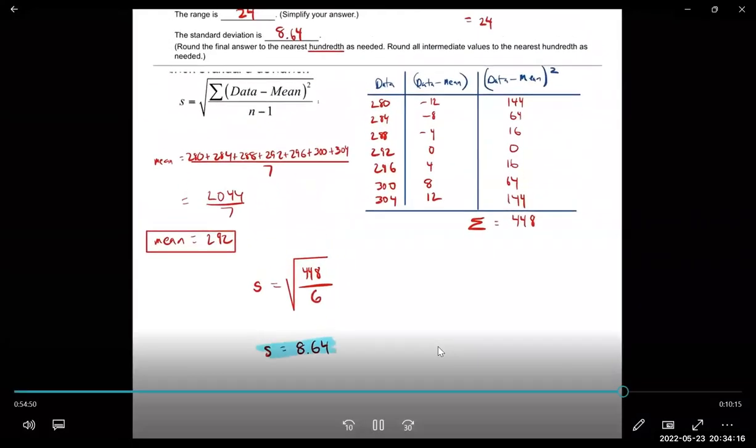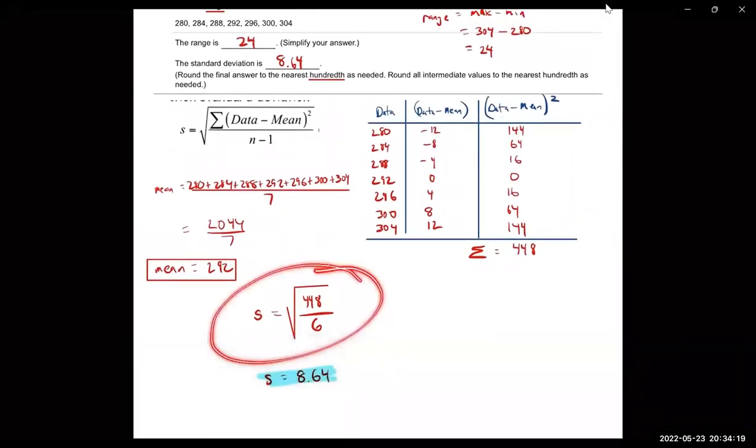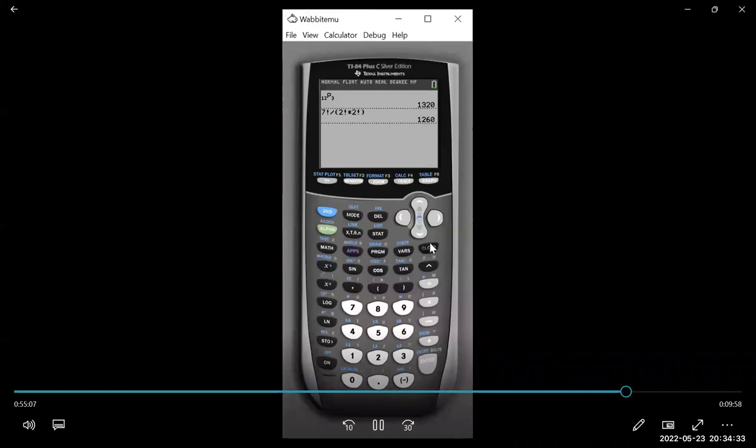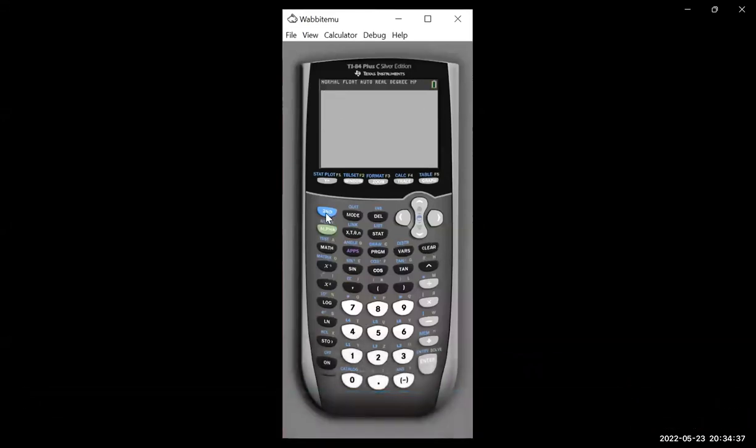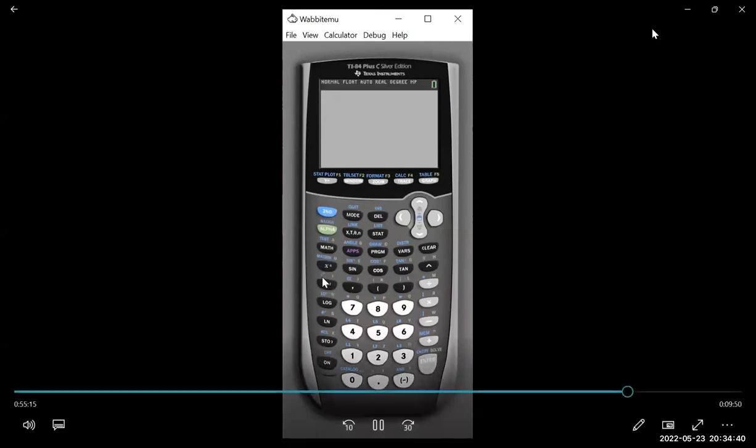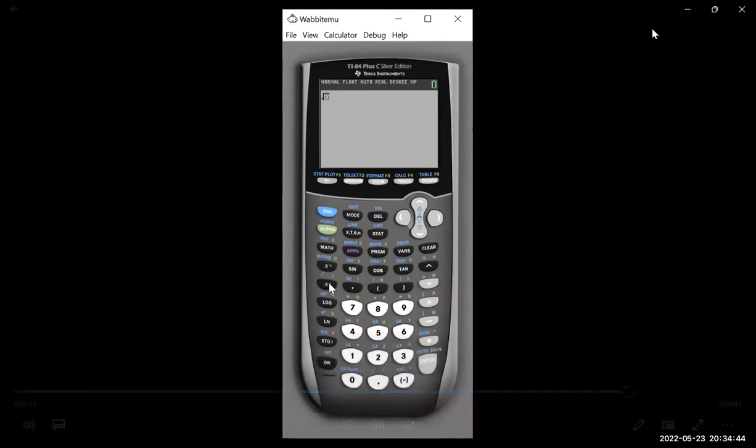This is what we're going to enter into the calculator: square root of 448 divided by 6. The way you get the square root button is you go to the second, the blue button, and where it says x squared, there's a little square root symbol right above. So second, x squared gives you the square root. Then you do 448 divided by 6, and everything should be completely under the square root symbol. Then enter. And that's how we got 8.64. They only want 2 decimals, the hundredth place, which is the second decimal place. So 8.64 is our final answer.